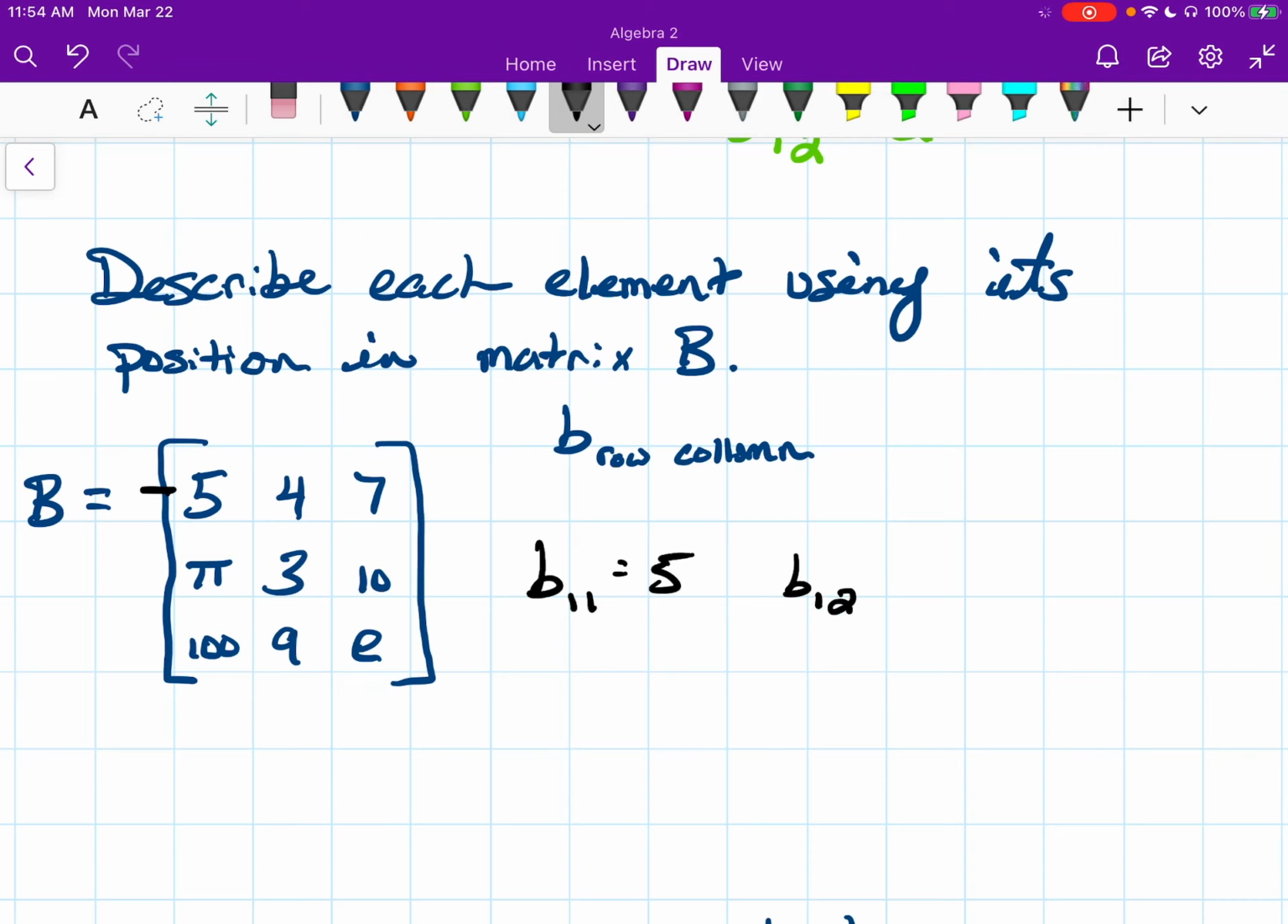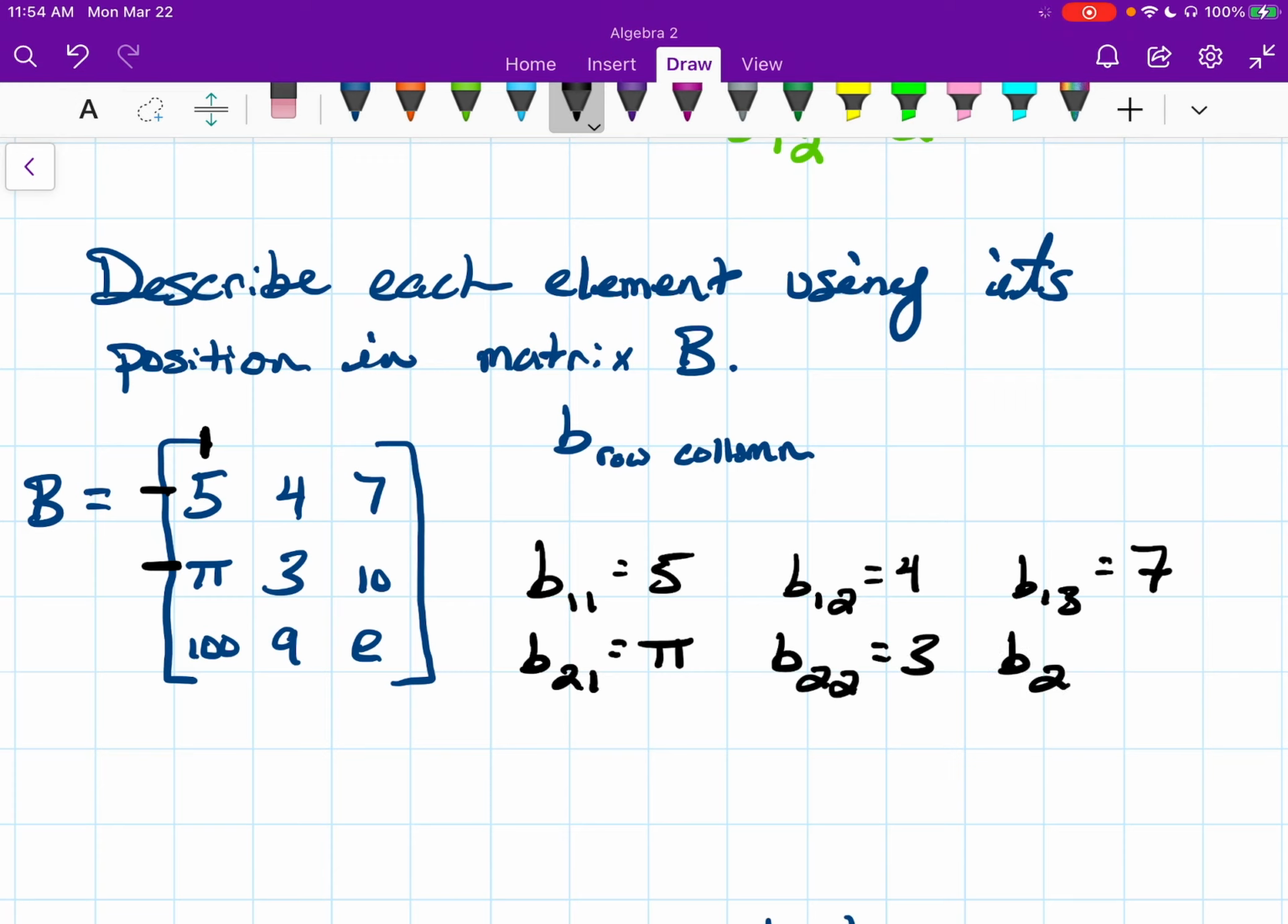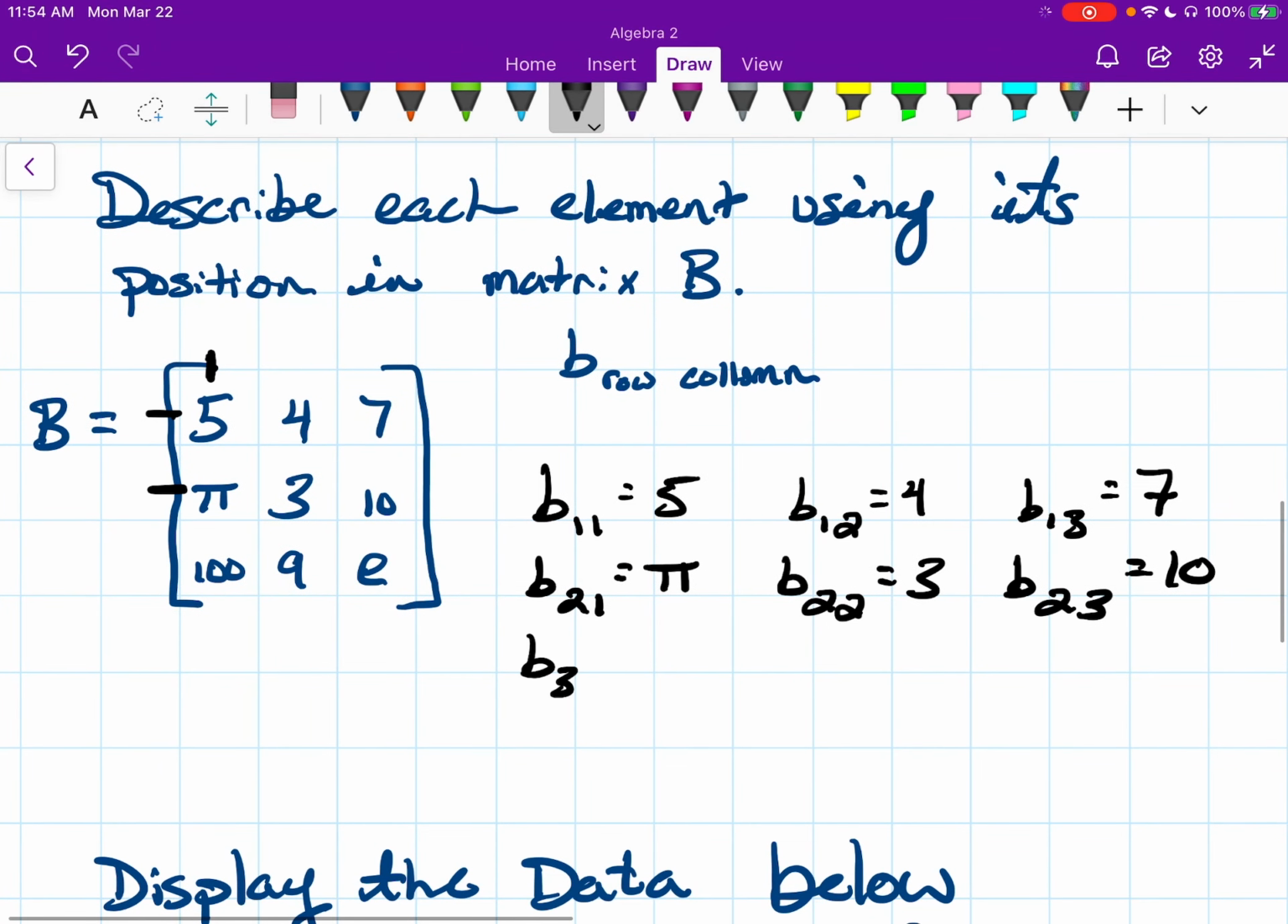b 1,2, that's the first row, the second column, is a 4. And then lastly, b 1,3 is 7. b 2,1, meaning row 2, column 1, is pi. b 2,2 is 3. b 2,3 is 10. b 3,1 is 100. b 3,2 is 9. And b 3,3 is e.